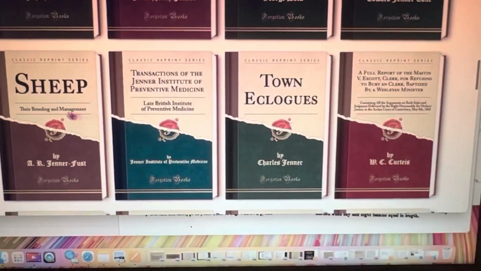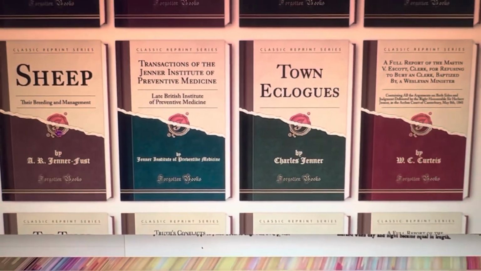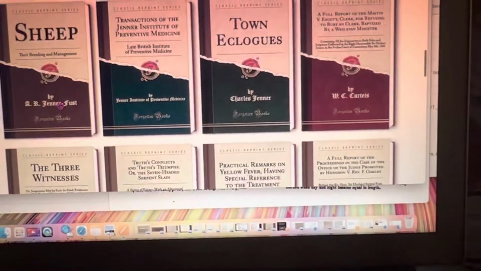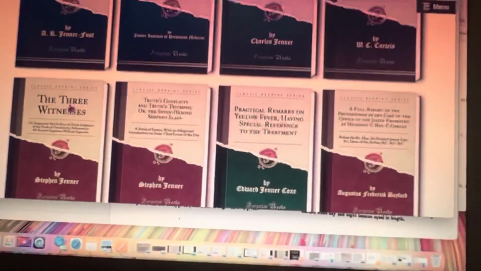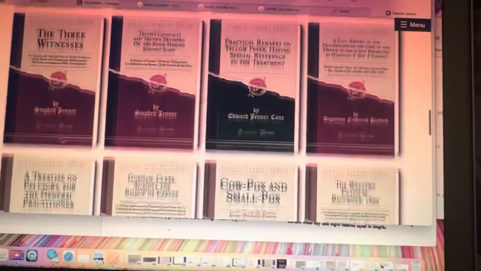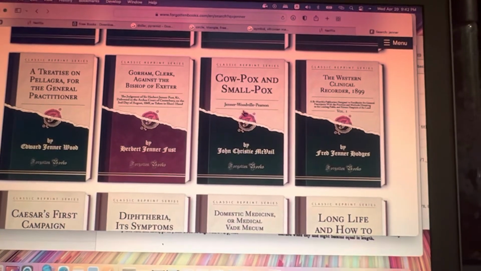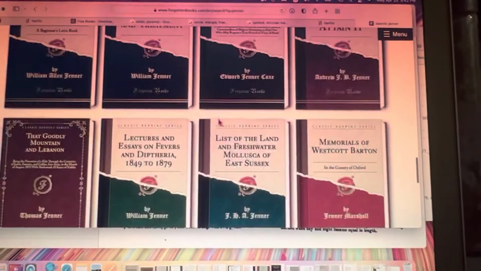Oh, guess what? Here's a book called Sheep. It says breeding and management. And they found out what smallpox was actually from in the book. And I'll see if I can't find that book, Cowpox and Smallpox. Jenner, Woodville, and Pearson. Let's see.